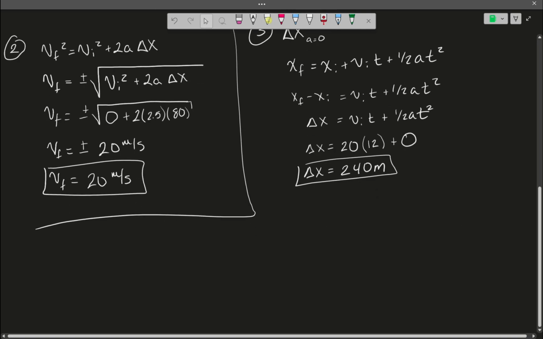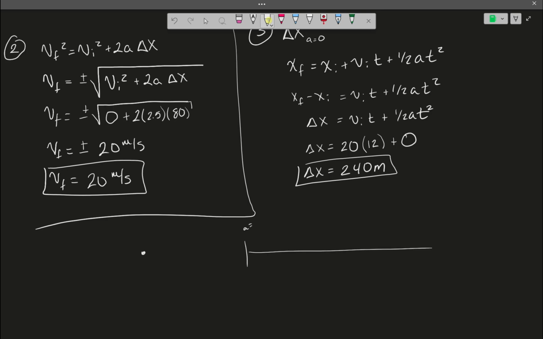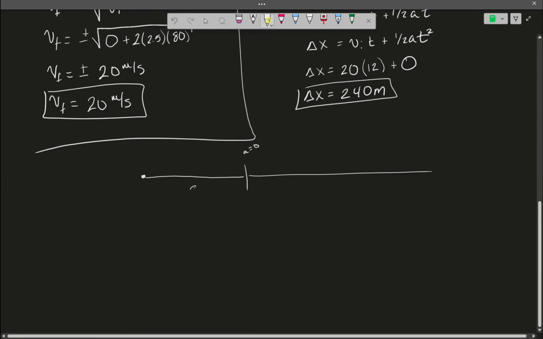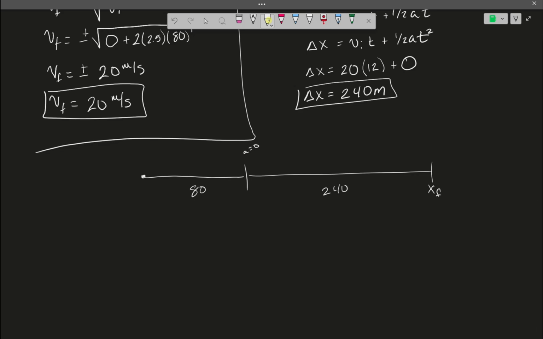Keep in mind, this is just the change in position on the axis, right? So if this is the moment where our acceleration is equal to 0, this is the first, how far did he go? 80 meters. This is another 240. His final position would be 80 plus 240. So the final position would be 320 meters. This is just his change in position.